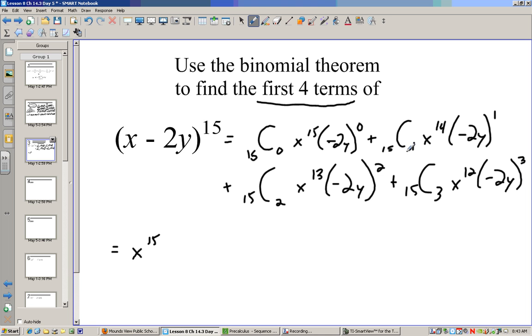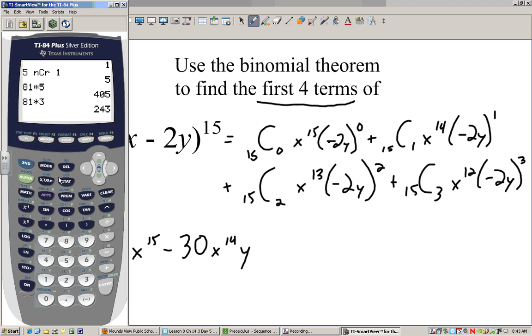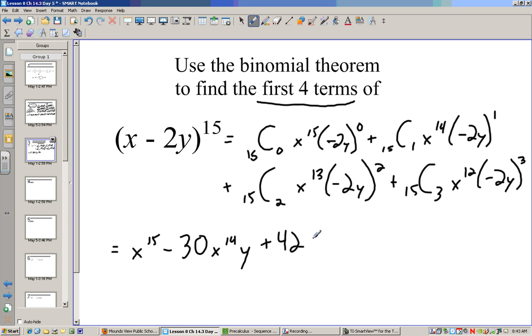This will be 15. 15 times negative 2 will be negative 30 x to the 14th y. 15 choose 2. Now I can't do that in my head, so I'm going to do 15 choose 2 to get 105. 105 times 4, because negative 2 squared would be 4, would be 420 x to the 13 y squared.